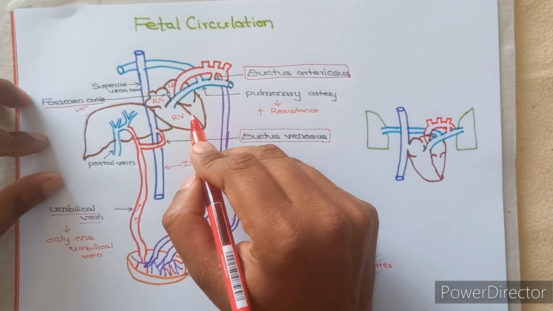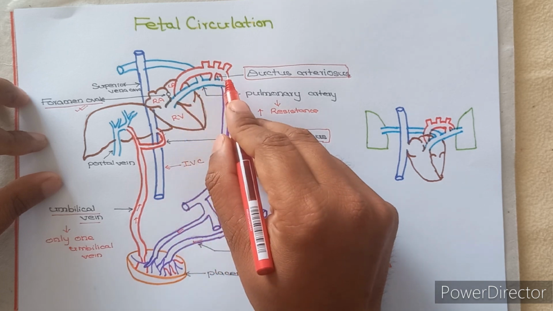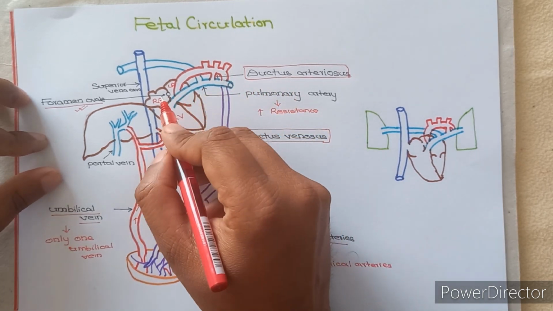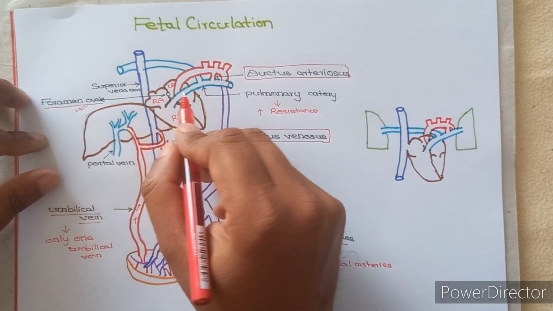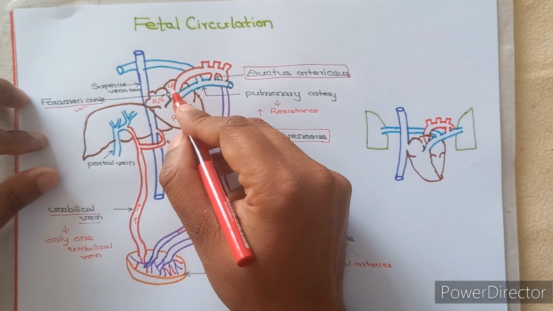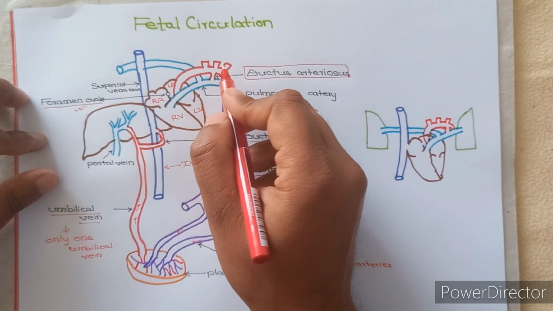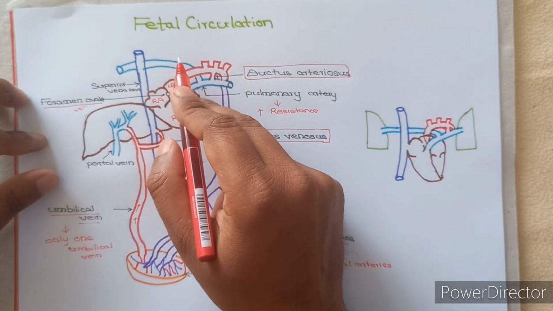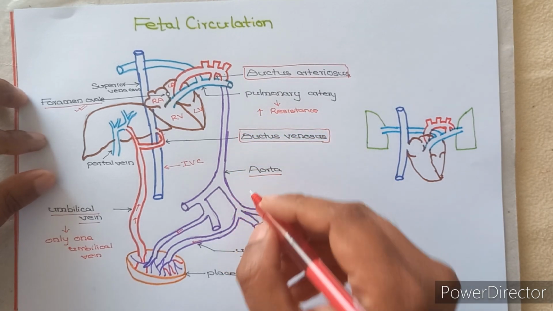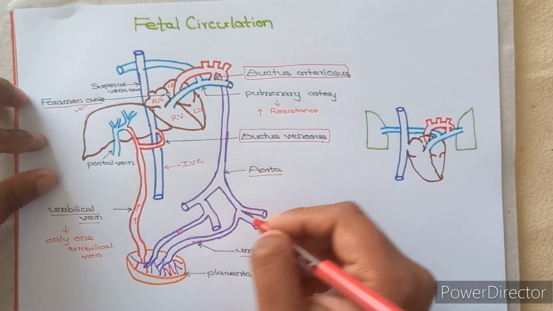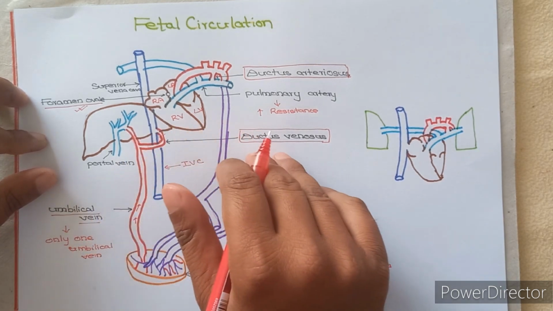About this, we have talked about how the blood from the right ventricle goes to the aorta by the ductus arteriosus. Initially, we talked about how the majority of the blood from the right atrium goes to the left atrium through the foramen ovale. Now the blood from the left atrium goes to the left ventricle, and from the left ventricle the blood goes to the aorta. From the aorta, it supplies the different organs of our body, and finally the majority of the blood from the aorta is again taken back by the umbilical arteries for oxygenation. This is how our fetal circulation cycle takes place.